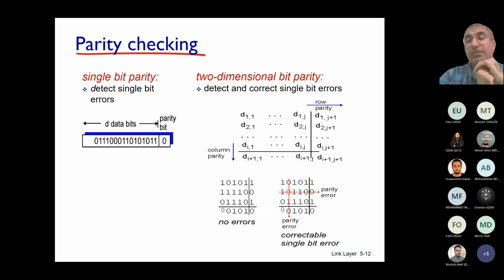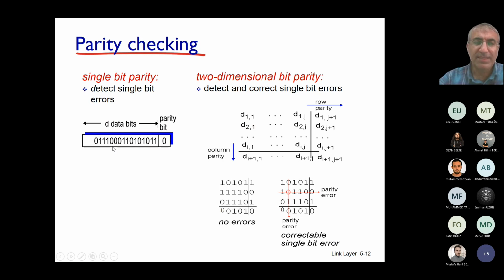So one of the simplest versions of error detection methods is called parity checking. And this is split into two types, called even parity checking or odd parity checking. In this case, you can use a single bit or multiple bits, two-dimensional bit parity. So the simplest version is called single bit parity. That's why it can detect only single bit errors.